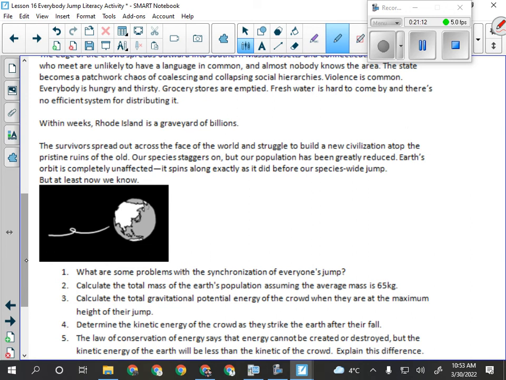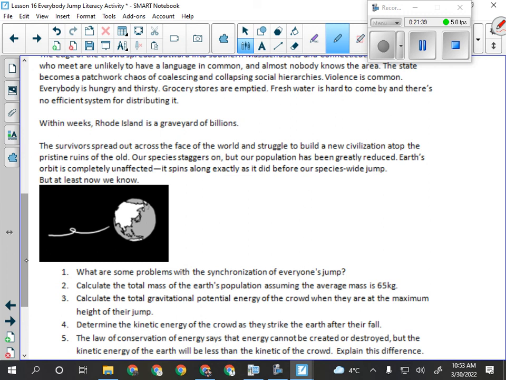Earth's fine. We're not, because, yeah, we all jumped. Okay. Survivors spread out across the face of the world and struggle to build a new civilization atop the pristine ruins of the old. Our species staggers on, but our population has been greatly reduced. Earth's orbit is completely unaffected. It spins along exactly as it did before our species-wide jump. Natural selection. Well, yeah, maybe something like that.